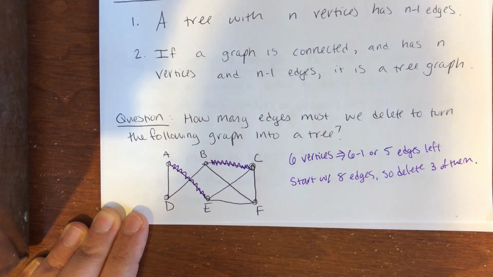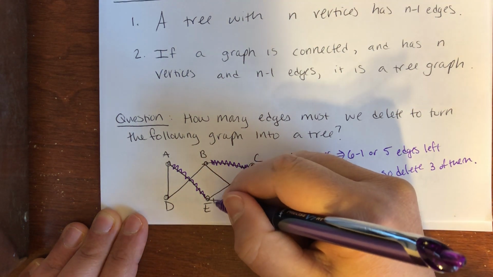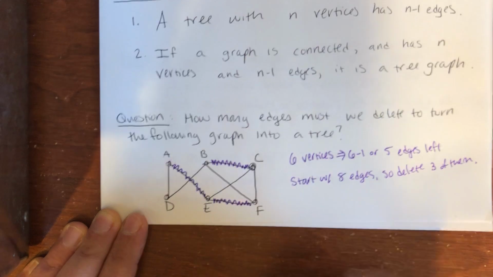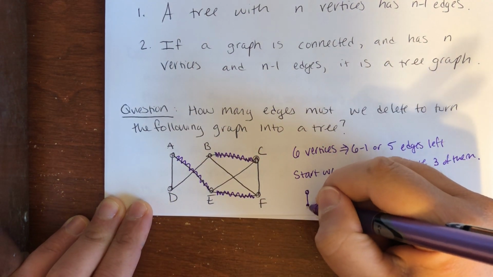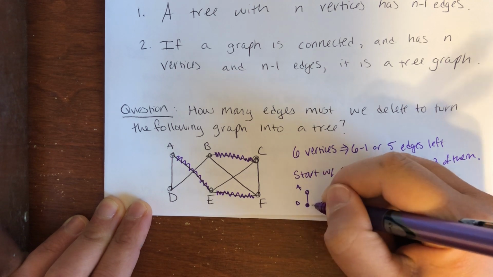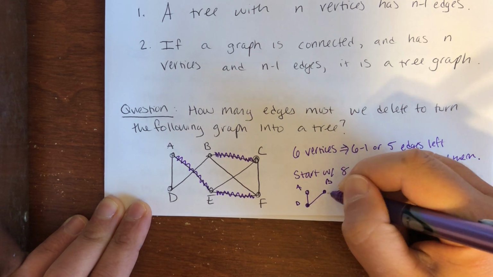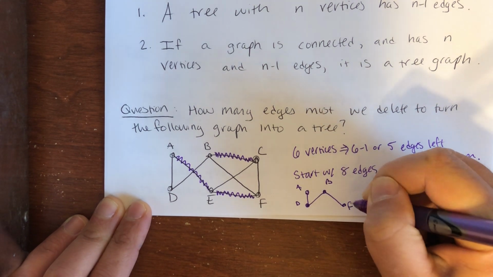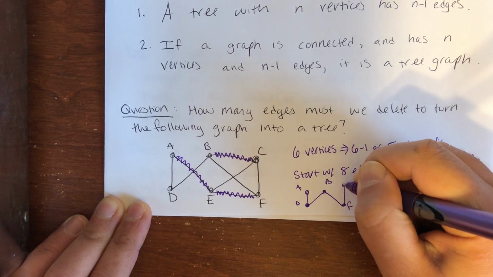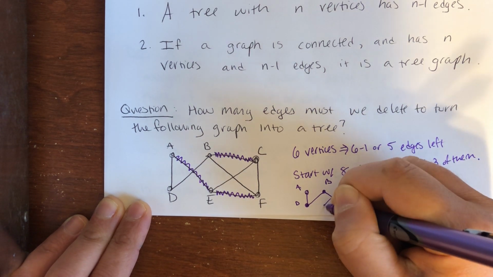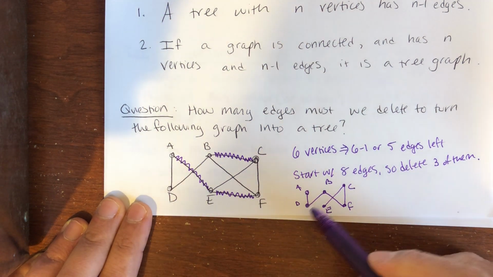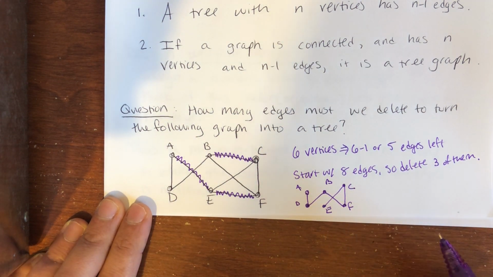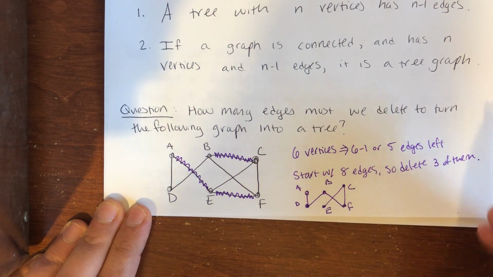and how could I make sure that I'm still connected here? How about E to F? If I deleted those 3 edges, I would be left with A to D is still here, D to B is still here, B to F is still here, F to C, C to E. Okay, this is a tree graph, right? It's connected, it has 6 vertices and 5 edges, and it doesn't have any cycles, so it's a tree.